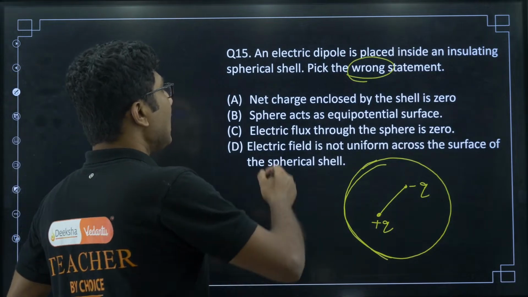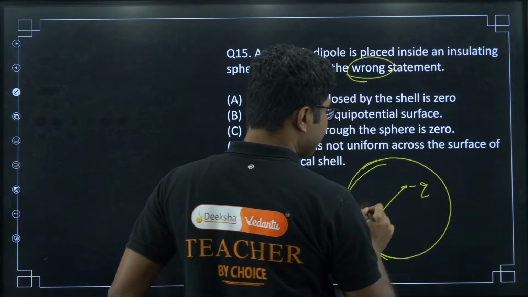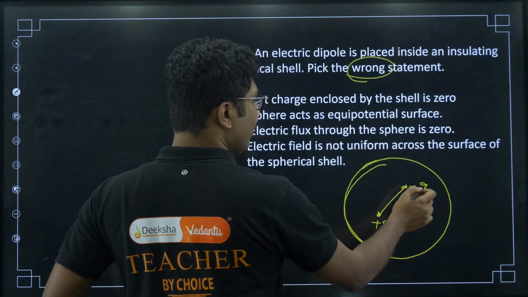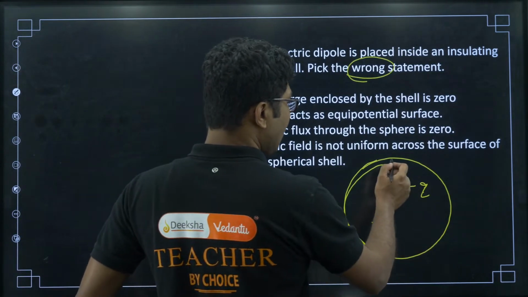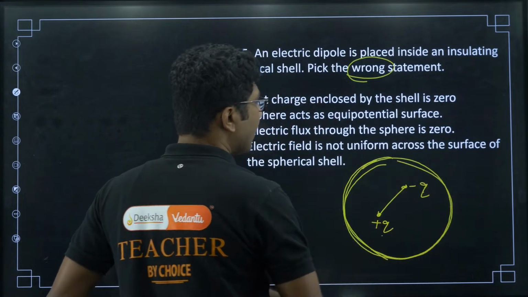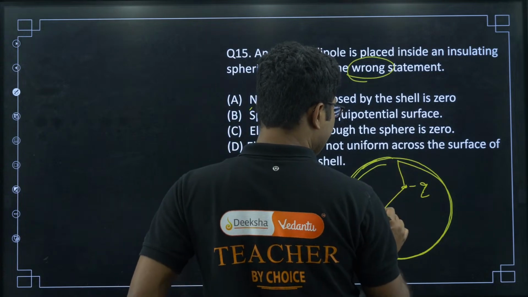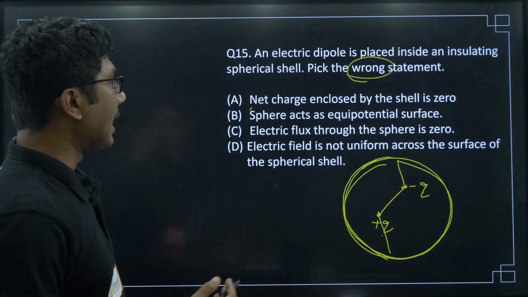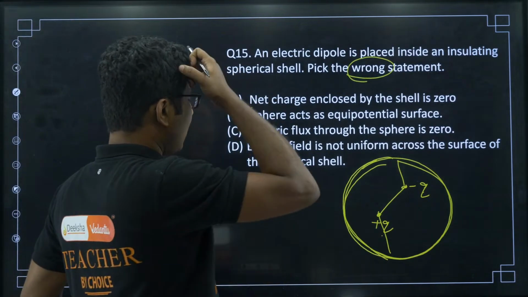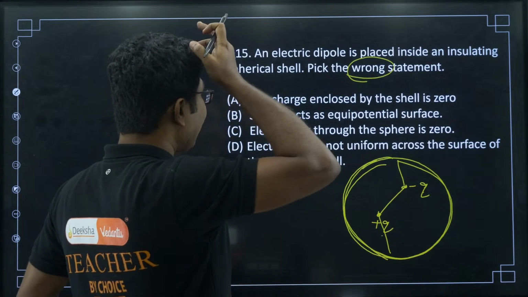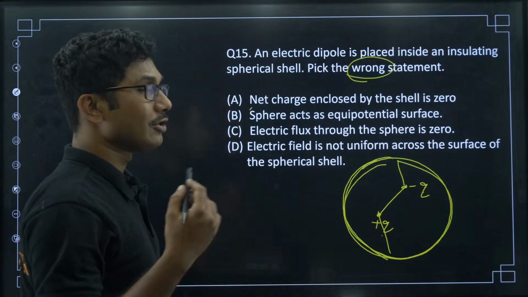Now, let us discuss. Net charge enclosed by the shell is 0. Obviously, the net charge enclosed by the shell is 0. Total charge is plus q minus q, that is 0. Sphere acts as an equipotential surface. Okay, there is no charge, so no condition for equipotential surface, they are at different distances. But it will act as an equipotential surface because the total charge inside the sphere is 0, combined charge, right. Electric flux through the sphere is 0. Again, this is also a correct statement.